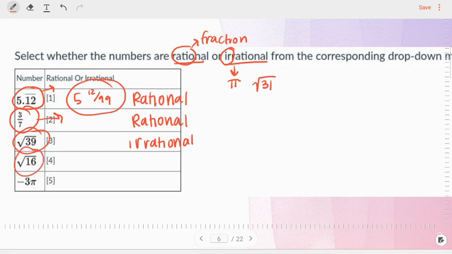The square root of 16 is a perfect square. If I type that into my calculator, it's going to equal 4. Now I can write 4 as a fraction, 4 over 1. So that makes this rational.